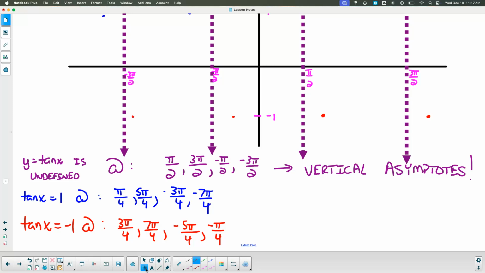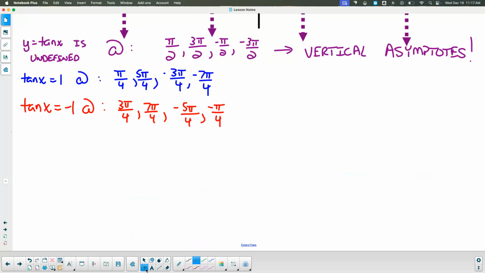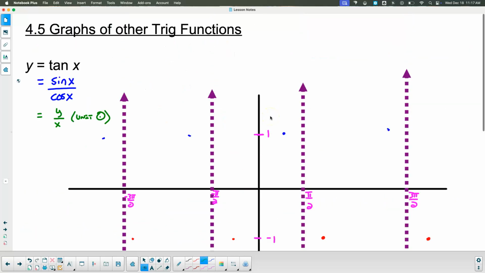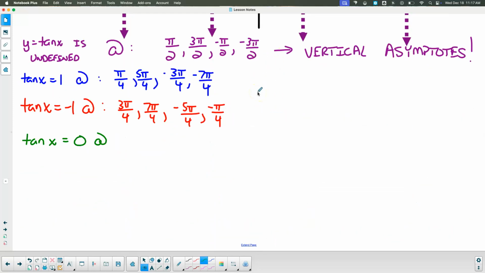We've done 1, we've done negative 1, we've done undefined. Really? We're at 0. Where is tangent equal to 0? I'll scroll back up so we see the fraction. Anybody know logical ways? What makes a fraction equal to 0? When 0's on top. So we need to know where sine is 0 in order for tangent to be 0.